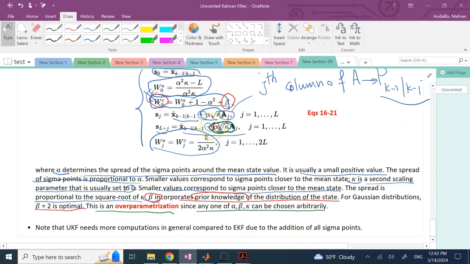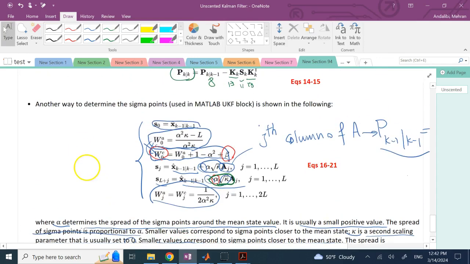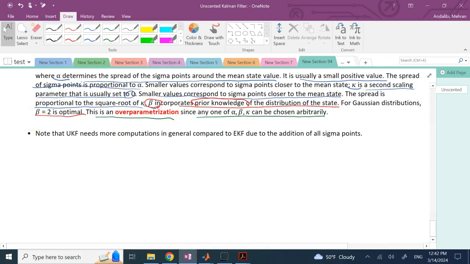Okay, so this is the reason I mentioned this method. You might say, why did you mention it? This is a little bit harder than that. You have to pick a bunch of things. In the MATLAB UKF block, this algorithm is used. You have to pick a number for alpha, beta, and kappa. So since I'm going to use that MATLAB block in my demo, I wanted to explain that first for you.